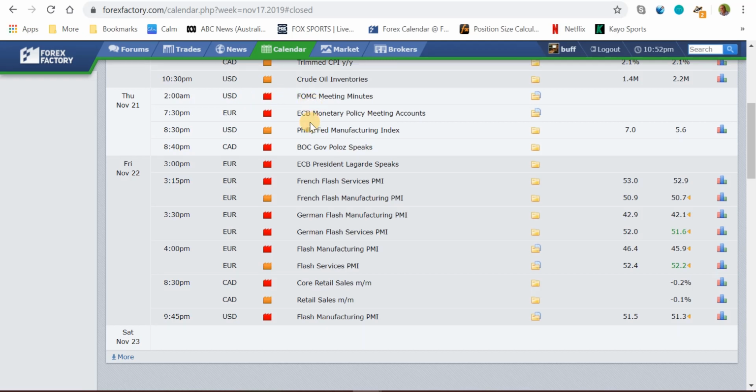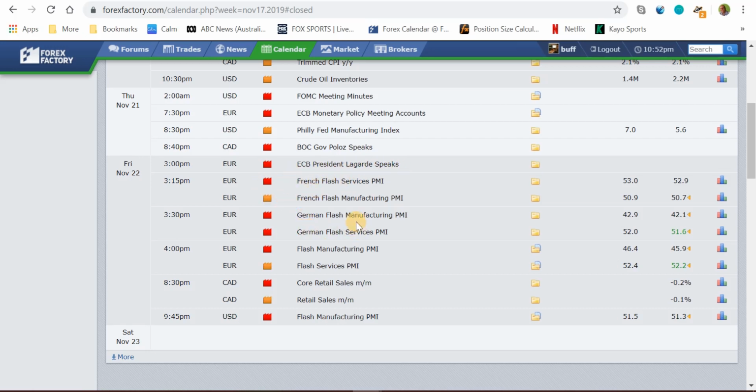Thursday, FOMC meeting, ECB monetary policy meeting. So may have some effect on the US Euro type pairs. Canada, talking head, Bank of Canada Governor Poloz, whatever you pronounce it, speaks. New ECB president speaks shortly thereafter.